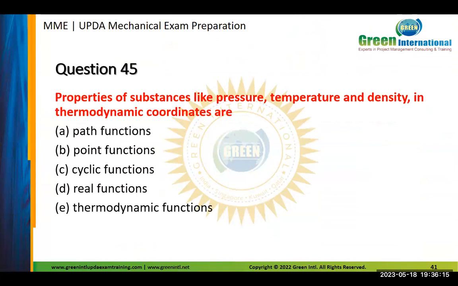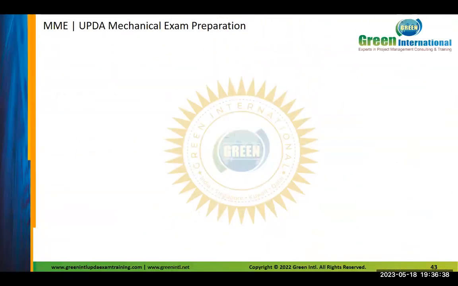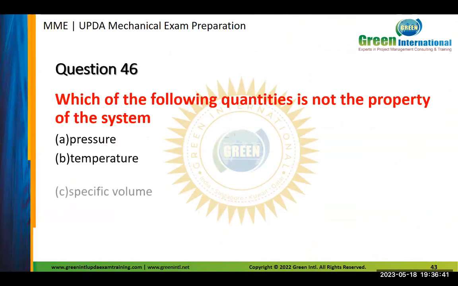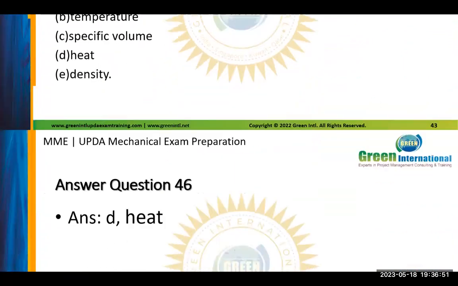Are these path functions? A path function is from one state to another. But this is something at a certain position, a certain condition. So this is a point function. Which of the following quantities is not a property of the system? Heat. Density. Heat.